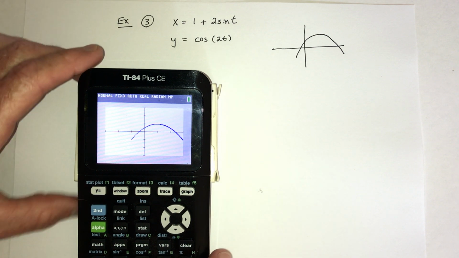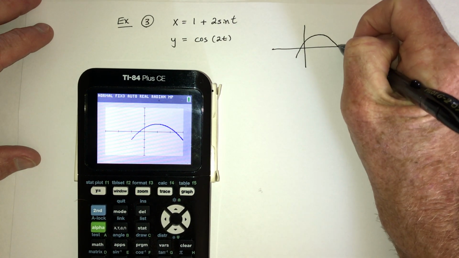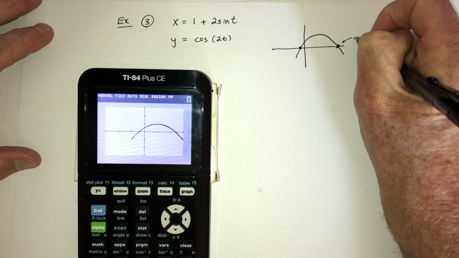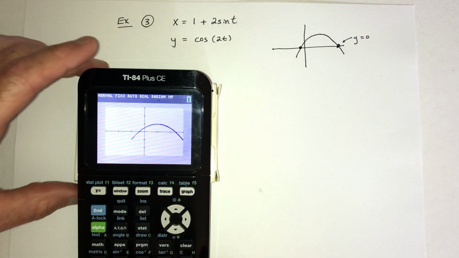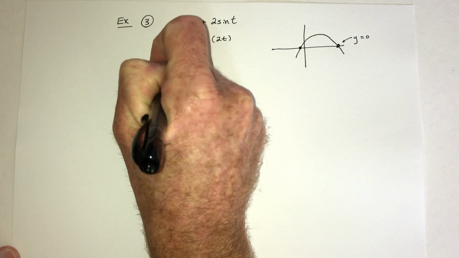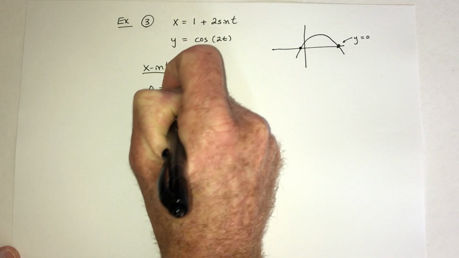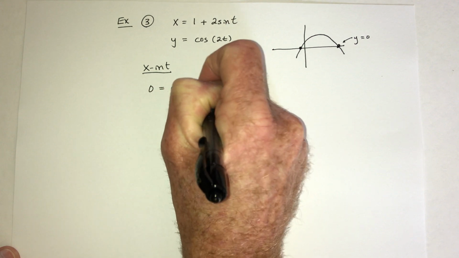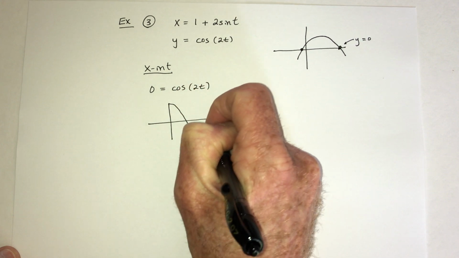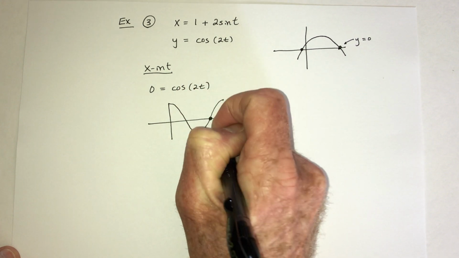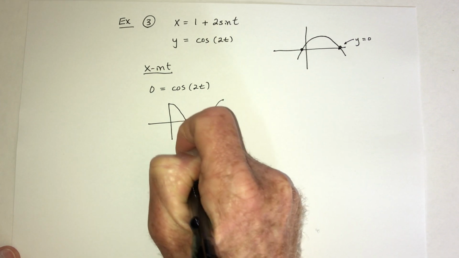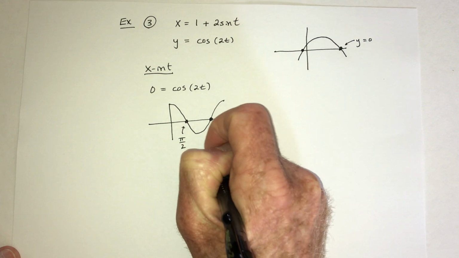Find all the x-intercepts. So the x-intercepts would be this one and this one. And for the x-intercepts, that means that the y value equals 0. So just take this one. So for the x-intercepts, put y equal to 0. So once again, just look at the regular graph of cosine, which looks like this. And then it equals 0 right here and right here. So this would be pi over 2, and this would be 3 pi over 2.